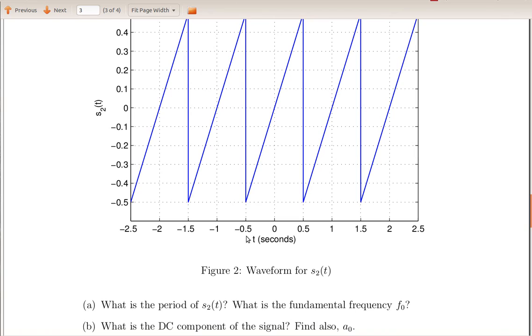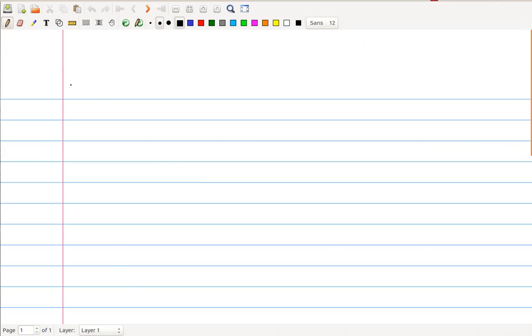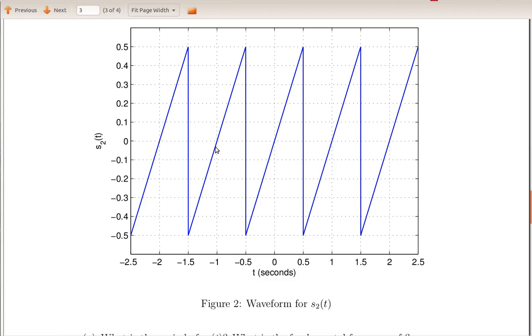The period is the duration by which the signal repeats itself, and in this case, if I set my reference to -0.5, the corresponding point is on this side, so from -0.5 to 0.5, the period there is 1. Let's write that down. Correspondingly, the fundamental frequency is the reciprocal of the period, so that's also equal to 1 Hertz. Let's write 1 second here. Alright, good.